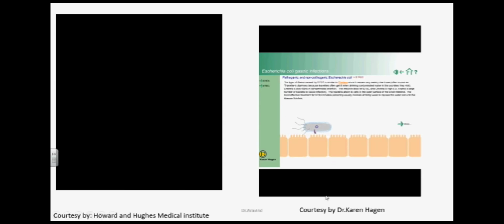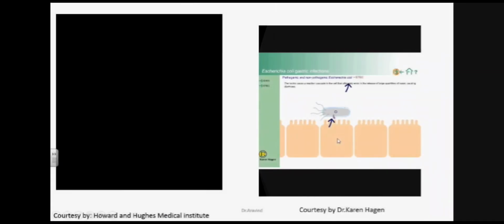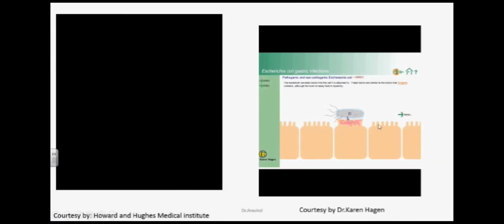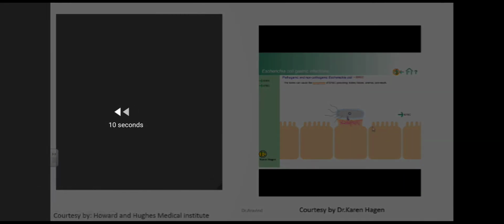Here we can see one more animation. So enteropathogenic and non-pathogenic E. coli. First we will see enterotoxigenic E. coli pathogenesis. E. coli came here, attaches, the ST toxins, heat labile attaches to that, it secretes, the intestinal infections, the cells.